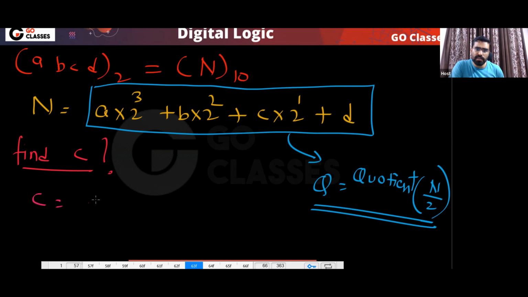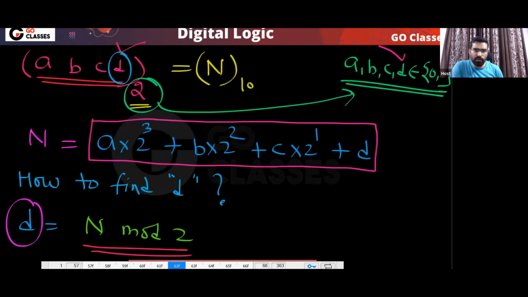So how to find c? I can say this is q1, the first quotient, and c is equal to the first quotient mod 2. Yes or no? Because when you divide this number n by 2, what will happen? What will be the quotient? Can anyone tell me what will be the quotient?